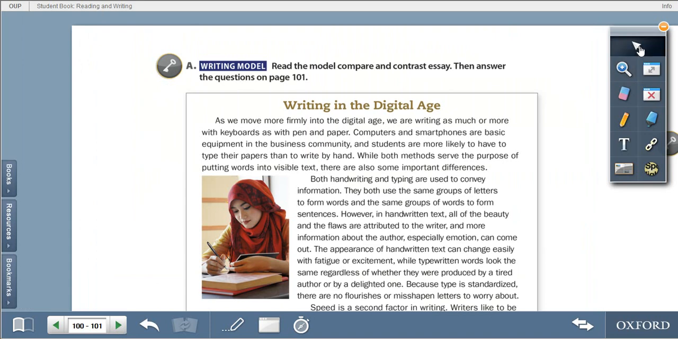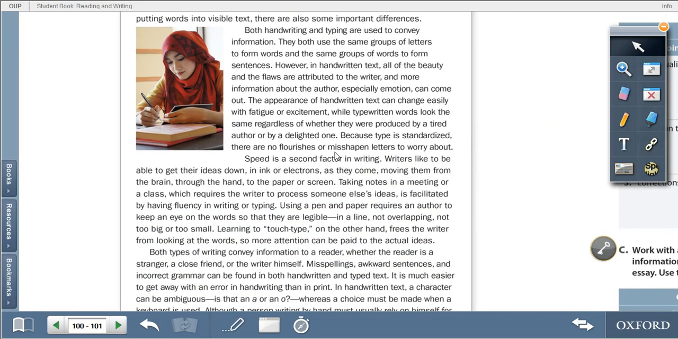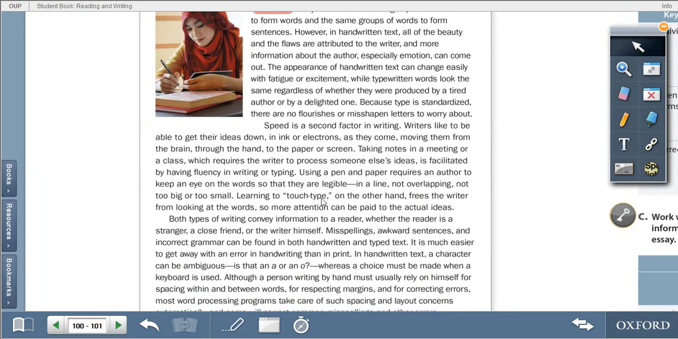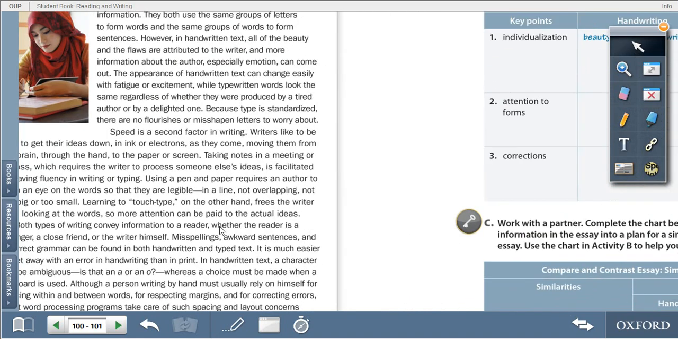For example, the topic is writing in a digital age. Here the writer is comparing writing in the digital age, where we use a keyboard and keypad, with the past, when people wrote on paper with a pen or pencil. Both produce visible text, so here he is using both handwriting and typing to convey information. Yeah, both convey information. So I think he's using point by point in the same similarity. The second factor in writing is that writers like to be able to get their ideas down in ink or electronically. So for similarities and differences, he is using these techniques.